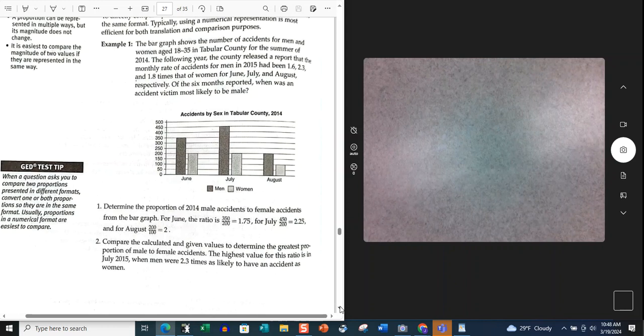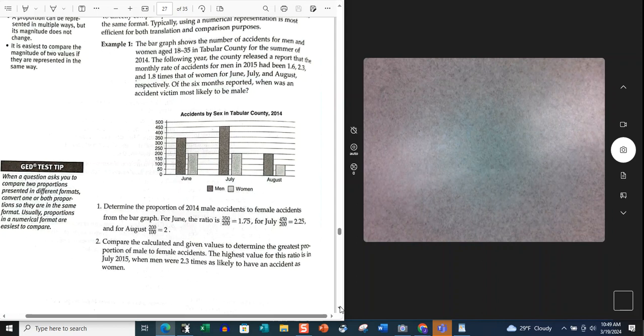The bar graph shows the number of accidents for men and women aged 18 to 35 in Tabular County for the summer of 2014. The following year, the county released a report that the monthly rate of accidents for men in 2015 had been 1.6, 2.3, and 1.8 times that of women for June, July, and August, respectively. Of the 6 months reported, when was an accident victim most likely to be male?